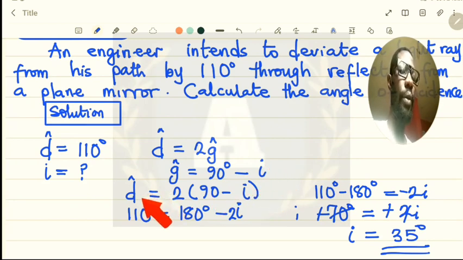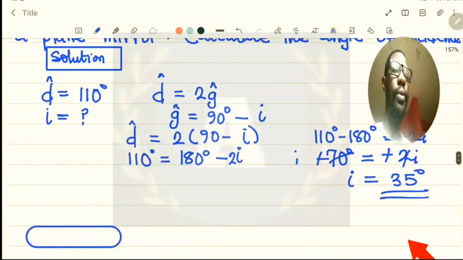Then therefore the angle of deviation is equal to, you substitute this in this, so you have 2 into bracket 90 minus I. So you remove the bracket, 110 is equal to 180 minus 2I. So you collect like terms, then you calculate and you get your incidence angle. Okay, so I think that has been justified.